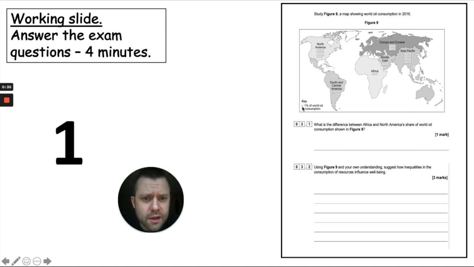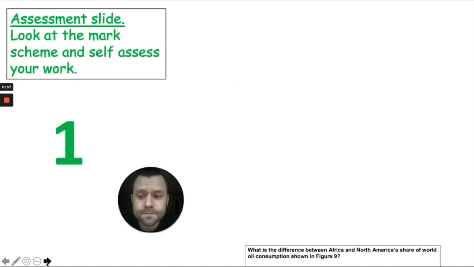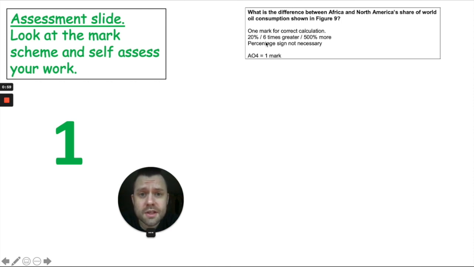So each little white box or little square is 1% of world oil consumption. Now if we look at the continent of Africa, there's 4 little boxes, so 4%. Whereas if we look at North America, there's 5, 10, 15, 20, 24 little boxes, so that's 24%. Now there's different answers you could give. You could have said that Africa has 20% of what North America has.